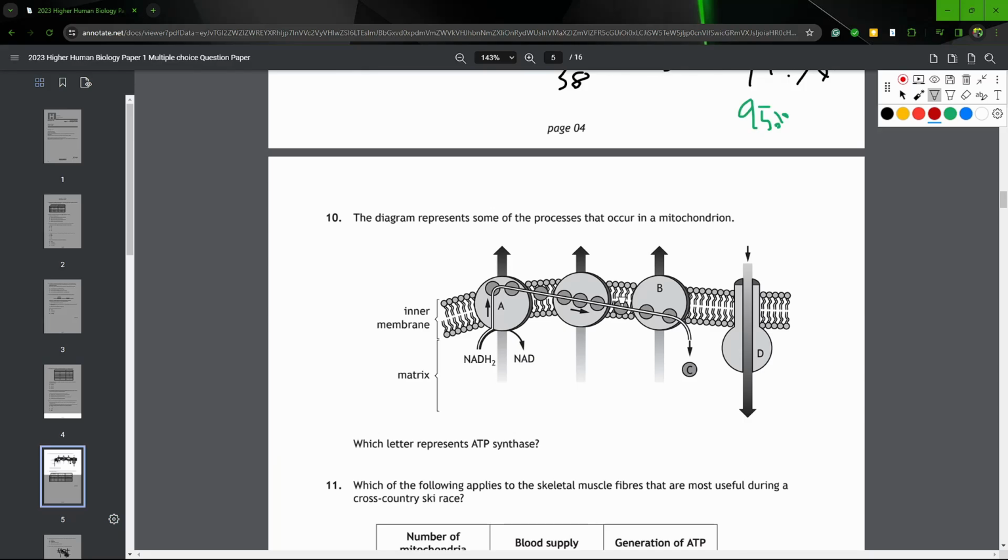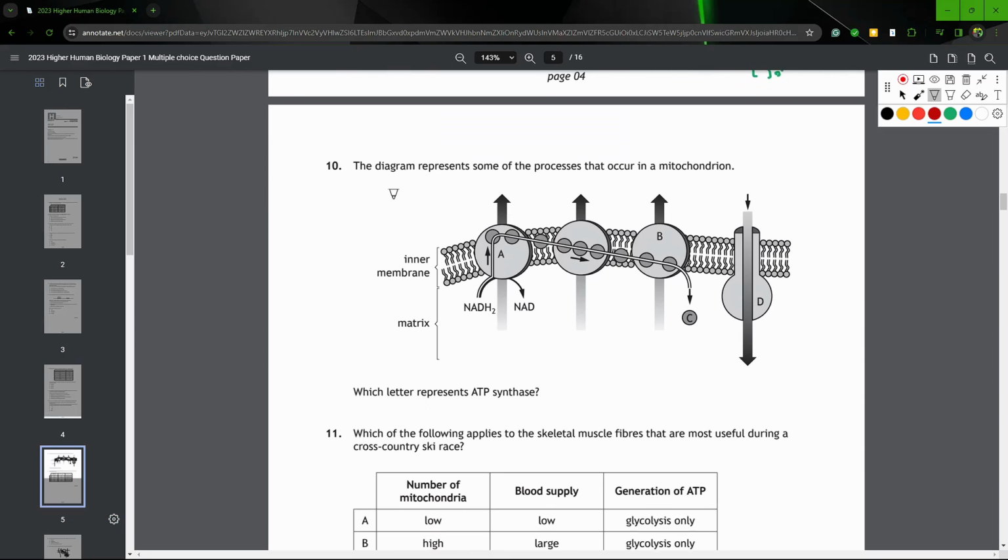Okay, we're moving on to 10. The diagram represents some of the processes that occur in the mitochondrion. Oh, and this is the electron transport chain, so that's going to be a good laugh, wouldn't it? Which letter represents ATP synthase? So this is the molecule that hydrogen ions go back through to generate ATP, back through the inner membrane.